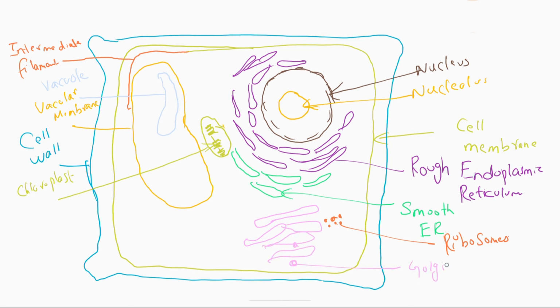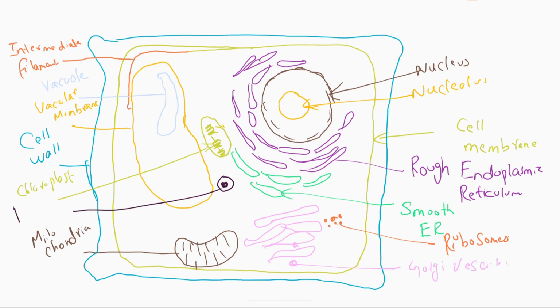Golgi vesicles. And other structure which is present in the plant cell is mitochondria. Mitochondria. The peroxisome is present in the plant cell. Peroxisome.